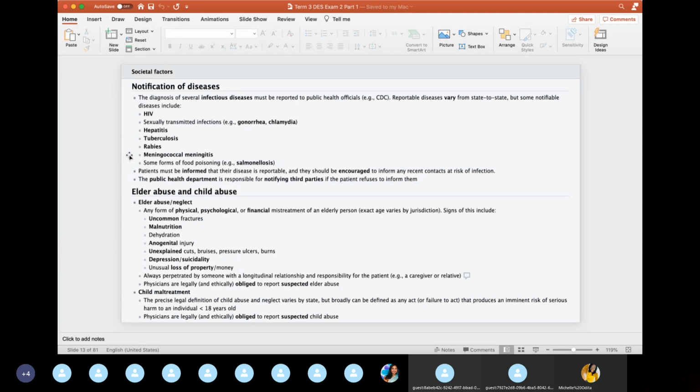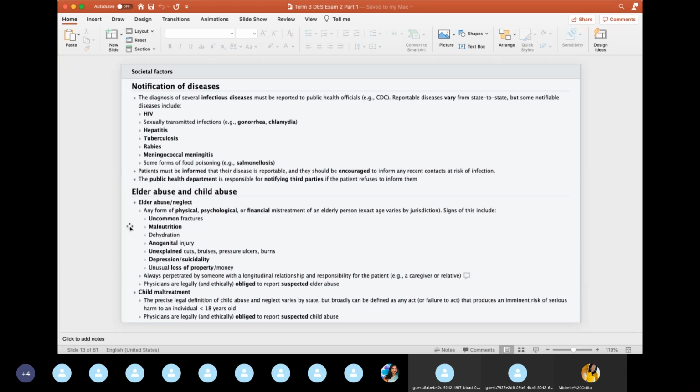Remember, patients must be informed that their disease is reportable. You need to tell the patient, hey, I need to report this to the CDC, and you should encourage them to inform any third parties involved. And remember, the public health department is responsible for notifying third parties if the patient refuses to inform them.